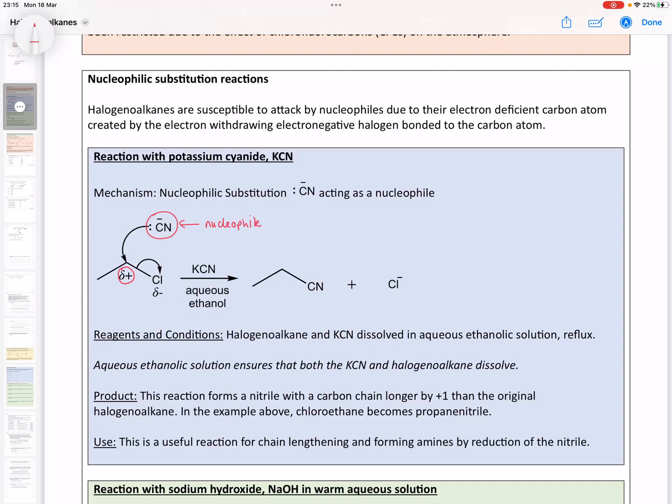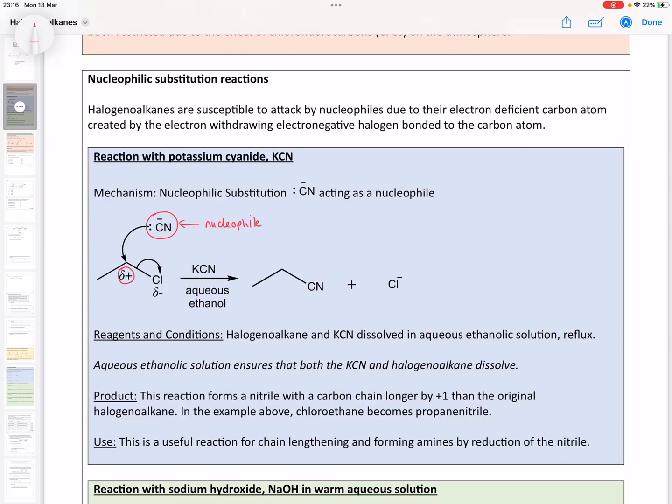So in this mechanism, the nucleophile attacks the delta positive carbon. That then involves the removal of a Cl- ion, a chloride ion, and the replacement of the chlorine atom in the molecule with a CN nitrile. So the consequence of that in this particular case is to go from chloroethane to propanenitrile.